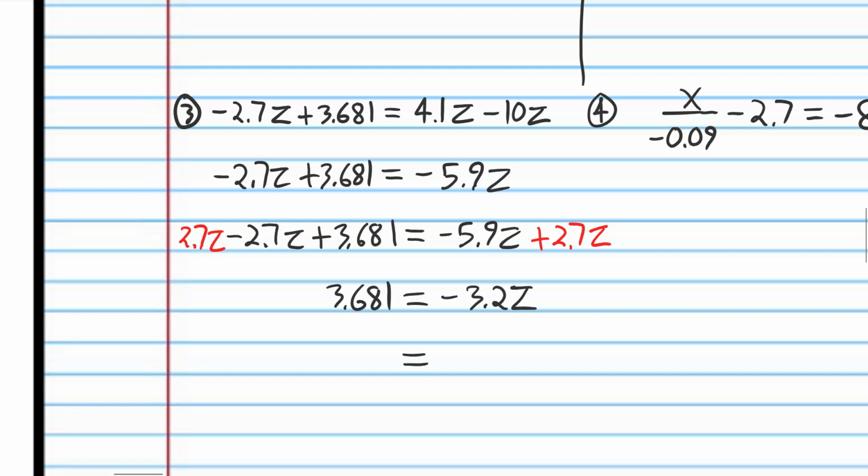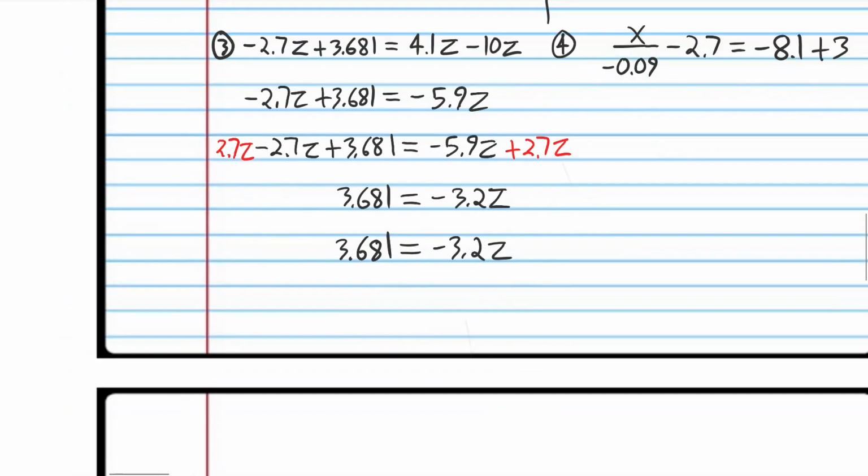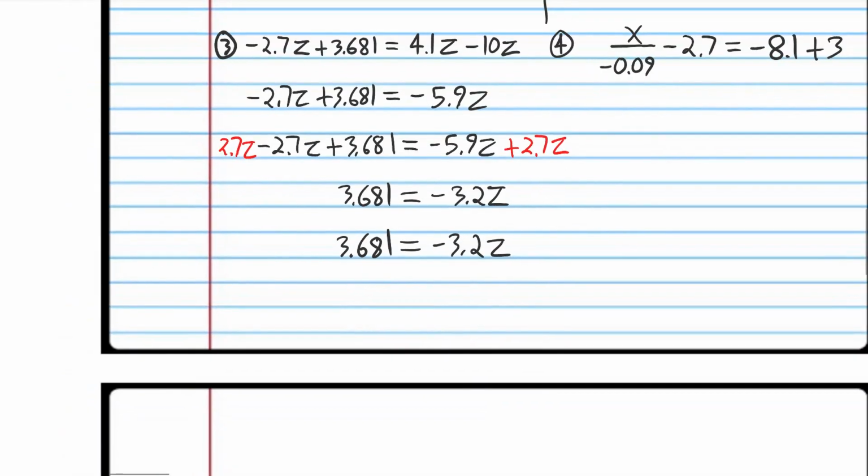So now we're going to divide both sides, because when a number is right next to a letter, that means multiplication. So we have to do the opposite of multiplication to get rid of that negative 3.2, so we can isolate z. So we have to rewrite. So we're going to divide by negative 3.2.